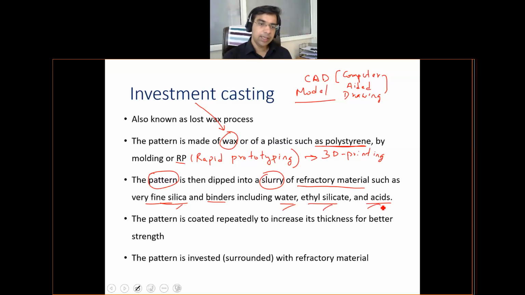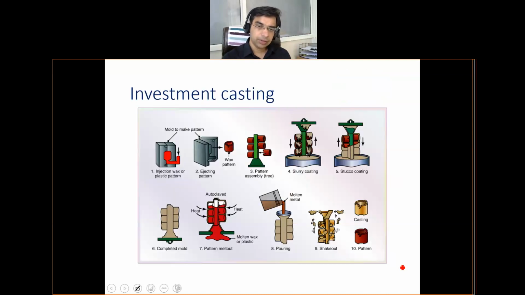and acids. And the pattern is repeatedly coated in this refractory slurry in order to increase the thickness of this coating layer. So increased thickness will impart better strength, and in this case what is being done is this pattern is getting invested around this refractory material slurry. So that is why the name is known as the investment casting process. So once basically what you are doing is you are dipping this in this coating again and again.